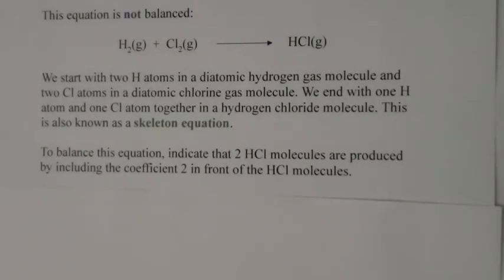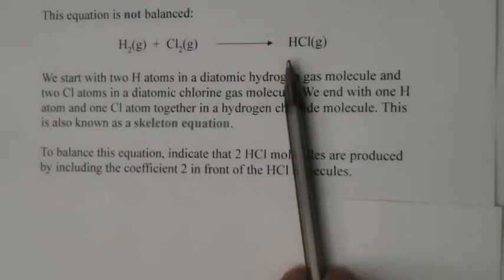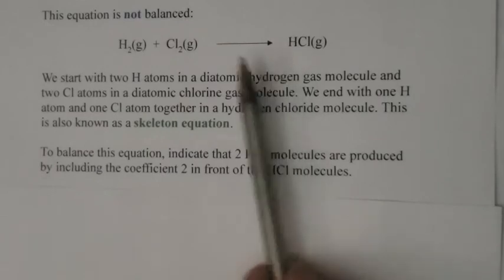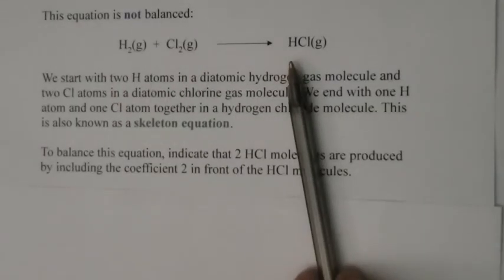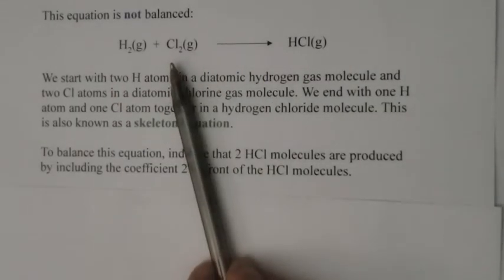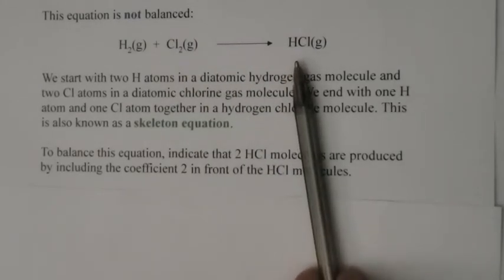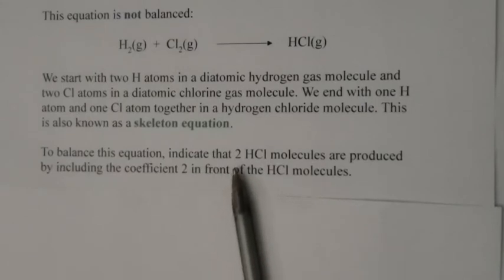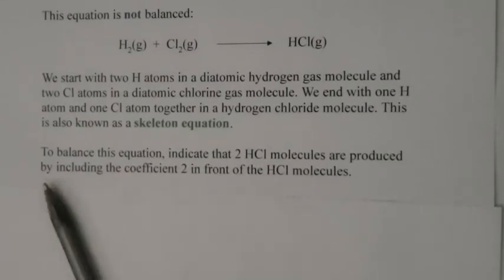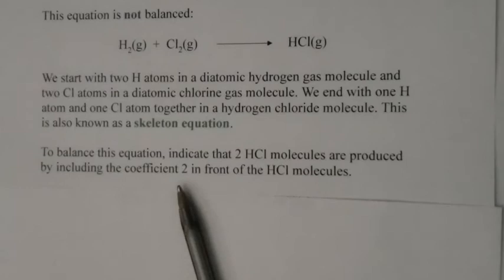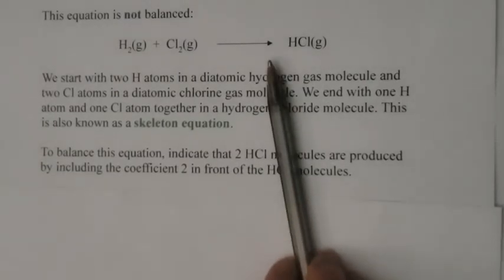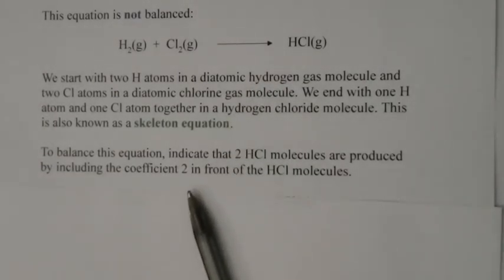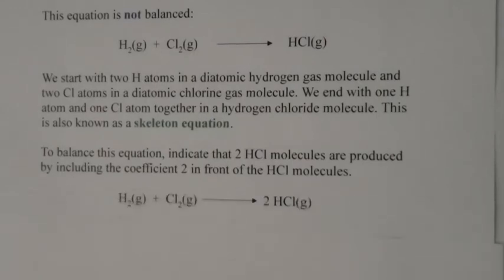To balance this equation, indicate that 2 HCl molecules are produced. If we put a 2 in front here, then we had 2 hydrogens before, now we have 2 hydrogens here. We had 2 chlorines before, now we have 2 chlorines here. So to balance this equation, indicate that 2 HCl molecules are produced by introducing the coefficient 2. The number in front is called a coefficient. We call it that in math class as well, in front of the HCl molecules.